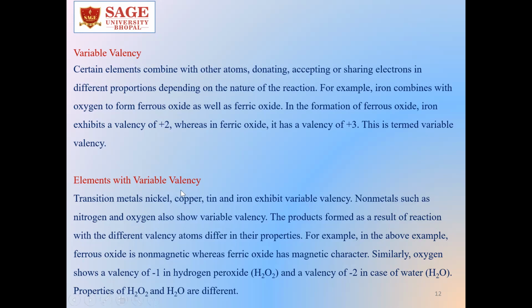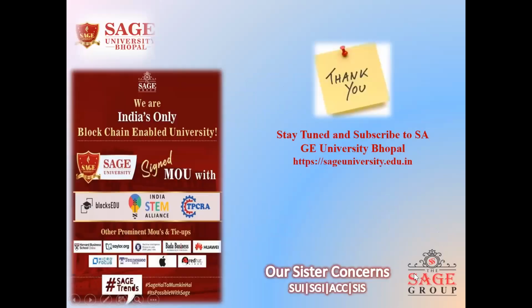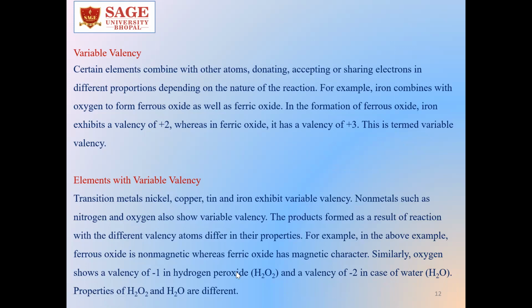Other elements with variable valency: transition elements nickel, copper, tin, iron exhibit variable valency. Non-metals such as nitrogen, oxygen also show variable valency sometimes. The products formed as a result of reaction with different valency atoms differ in their properties. For example, ferrous oxide is non-magnetic, whereas ferric oxide has magnetic character. Similarly, oxygen shows a valency of -1 in hydrogen peroxide, H2O2, and a valency of -2 in water, H2O. So the properties of H2O2 and H2O are very different.